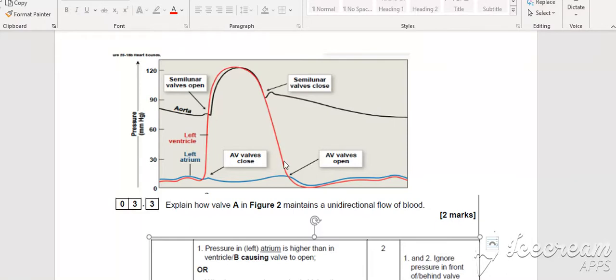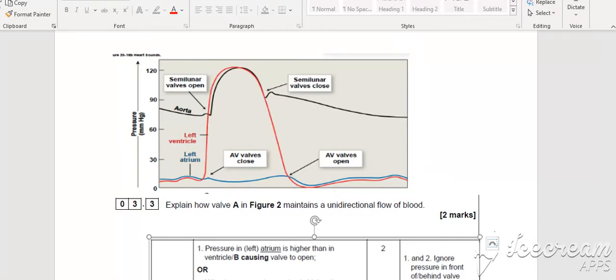As the pressure decreases, we get to a point where the pressure in the atrium is now higher than the pressure in the ventricle. So at this point you will have the AV valve, the atrioventricular valve, opening so that the blood will flow from the atrium into the ventricle, because the pressure in the atrium is higher than the pressure in the ventricle. So we have closed, open, which you can remember as COCO.